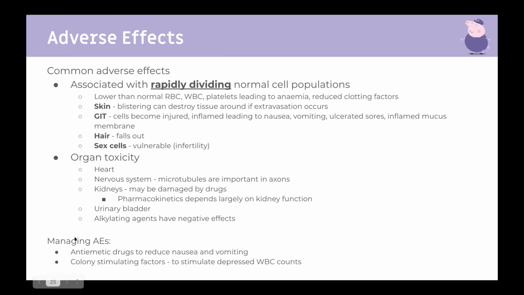Okay, so then managing these adverse effects, we usually tend to give anti-emetic drugs. Emetic basically means vomiting. So then anti-emetic means that you're reducing the vomiting. So you're stopping the vomiting because that can be an adverse effect. Okay. In particular relating to the GIT, see how there's vomiting here. And then also we can give colony stimulating factors so that we can stimulate the depressed white blood cell counts.